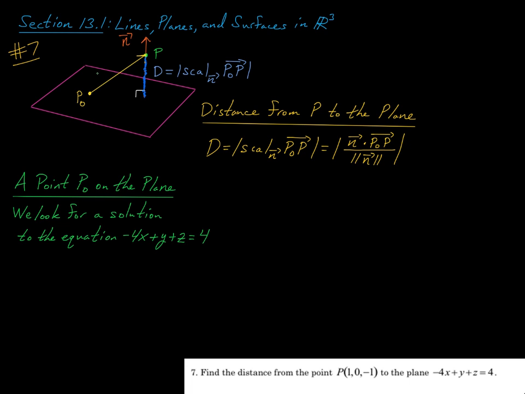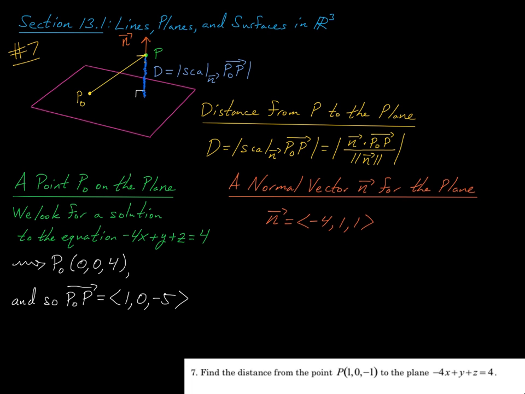So first thing we're going to need to find is a point P0 on the plane described by this equation, -4x plus y plus z is equal to 4. So put another way, I just want any ordered triple that makes this equation true. And to make things simple on ourselves, I'm going to set x and y to 0, and then that forces z to equal 4. So our P0 will be 0, 0, 4.